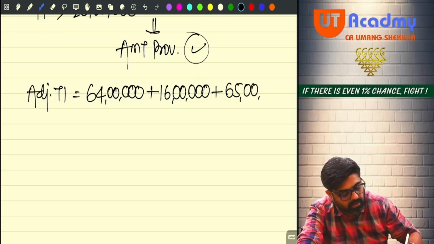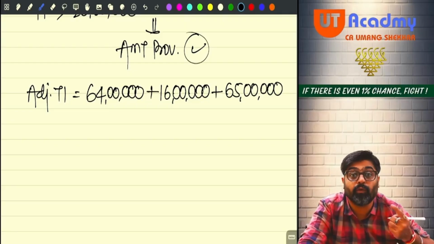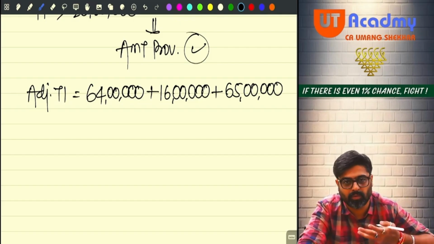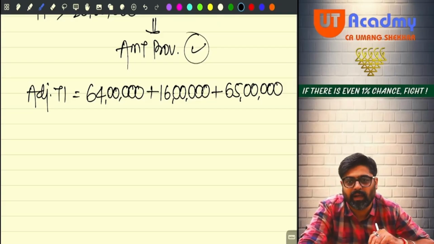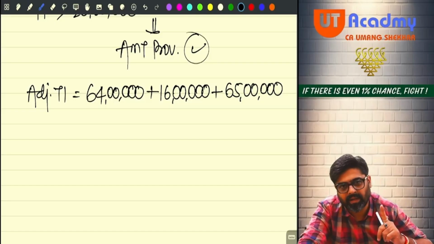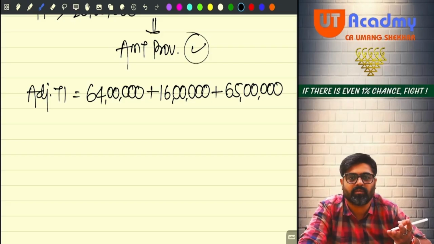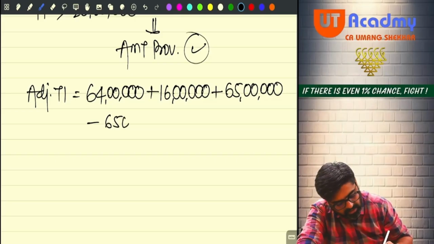65 lakhs. But don't you think that on this 65 lakh rupees of building, I would have given the depreciation for the full year at full rate? Why full rate? Assuming that the building was used for a period of 180 days or more during the year, the first year depreciation would have been at full rate. So 65 lakh was for building, and 10% of the cost 65 lakh is 6 lakh 50 depreciation.